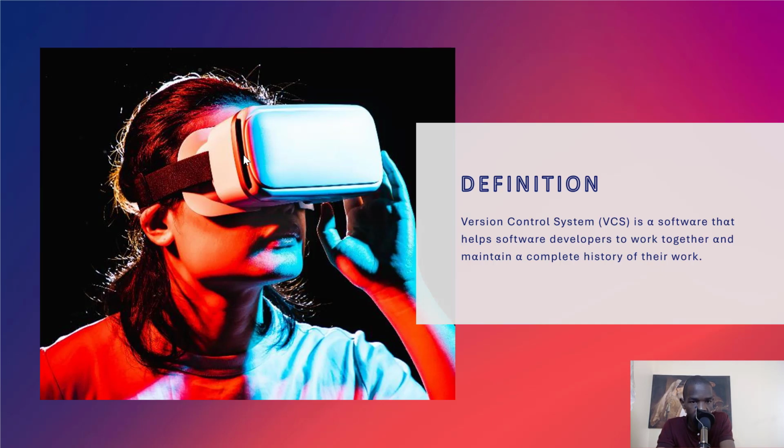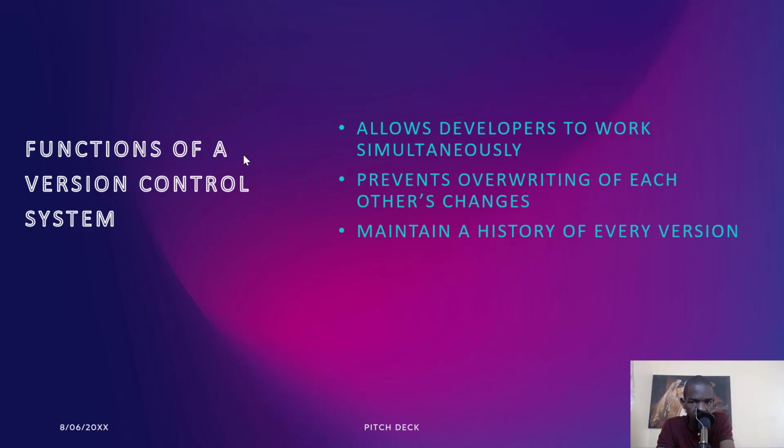Git, by definition, is a version control system. It helps you to track the versions of your software. Number two, it helps you to collaborate with many programmers. As I've said, it allows developers to work simultaneously, prevents overwriting of each other's work or changes, and maintains a history of every version of your software.